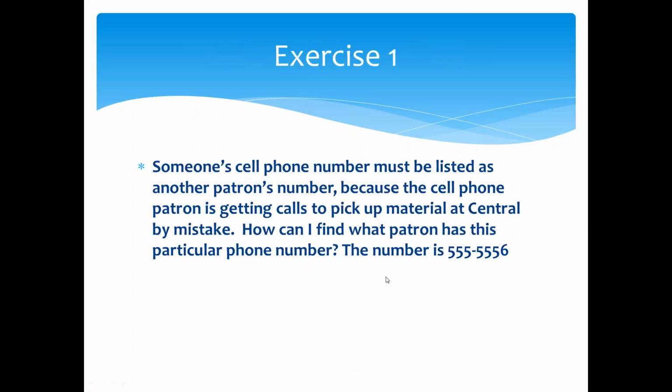Okay, so the first one is fairly common, especially with Teleforms. Someone's cell phone number must be listed as another patron's number in Sierra, because the cell phone owner is getting calls to pick up material at Central by mistake. In some cases they may not even be a patron of the system, and they're getting phone calls from Teleforms because someone forgot to change a number or put the wrong number in their record. I get this a lot. How can I find what patron has this particular phone number? The number is 555-5556. Anybody have any ideas?